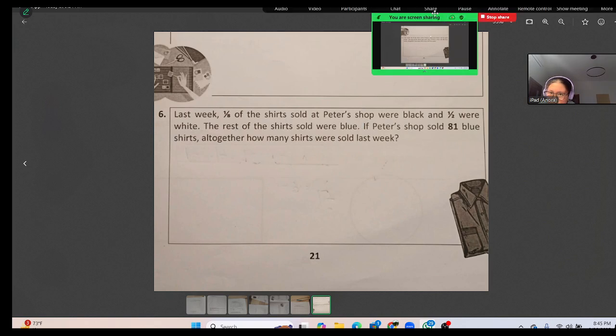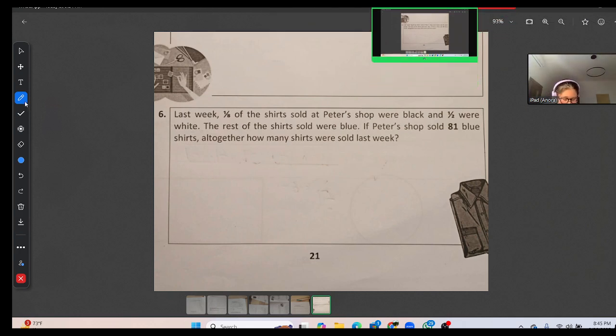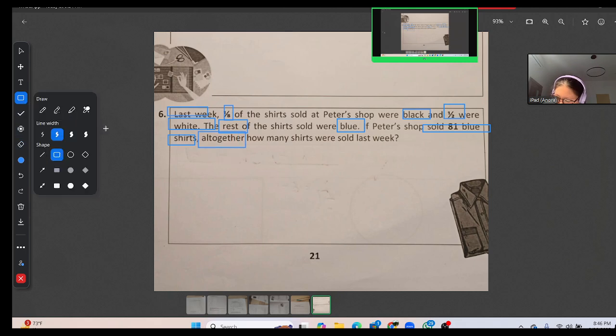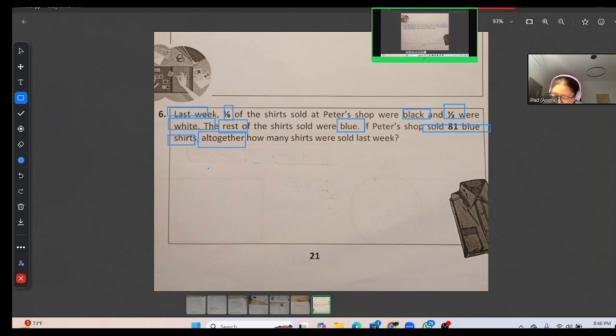In this question, it says last week 1/8 of the shirts sold at Peter's shop were black and one half were white, and the rest were blue. So if Peter's shop sold 81 blue shirts, altogether how many shirts were sold last week? So how would you do it? First of all, what is the denominator?